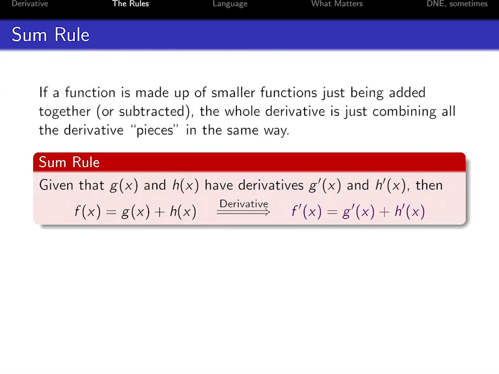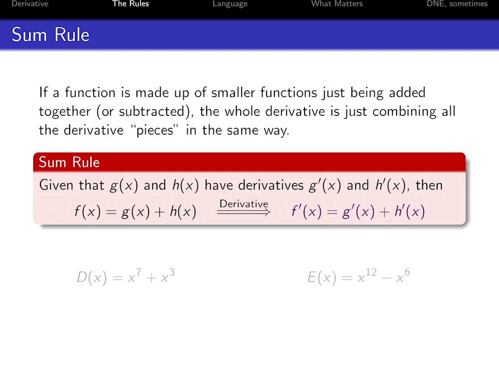All right, our last rule is the sum rule, and this says that if a function is made up of smaller functions just being added together or subtracted, then the whole derivative is just combining all those derivative pieces in the same way. So given that we have some g of x and h of x with their derivatives g prime and h prime, then if f of x is just built out of them by adding them together, right? F is g plus h, then the derivative of f is going to be f prime being g prime plus h prime, right? We're made up of two different pieces added together, so when we take the derivative of it, those two different pieces take the derivative separately and then just get added back together at the end.